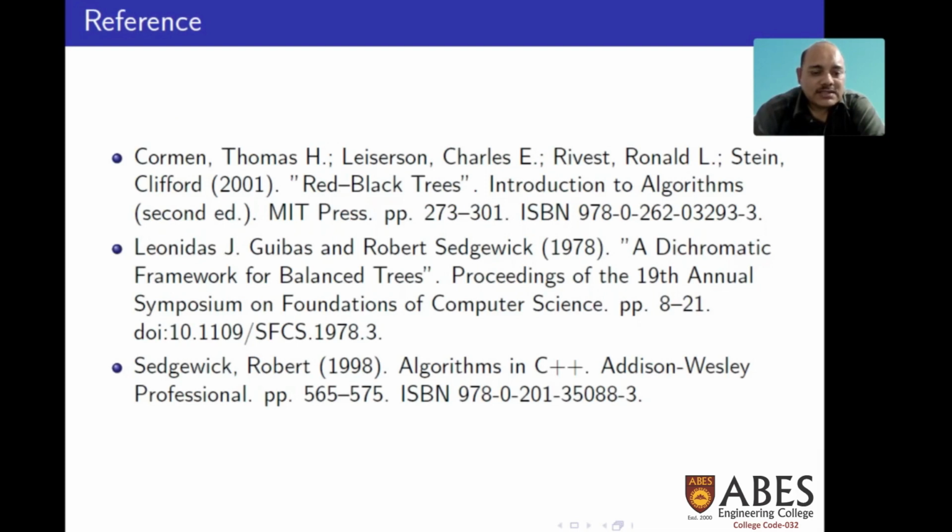These are the references. Poonam is a good book in which a very good example is given. And the second one is the Robert Sedgewick and Guibas paper. This is the original work in which they defined the concept of red-black trees. And the third one is a book by Robert Sedgewick. It's a very good book, and all the algorithms are given in C++ pseudocode.